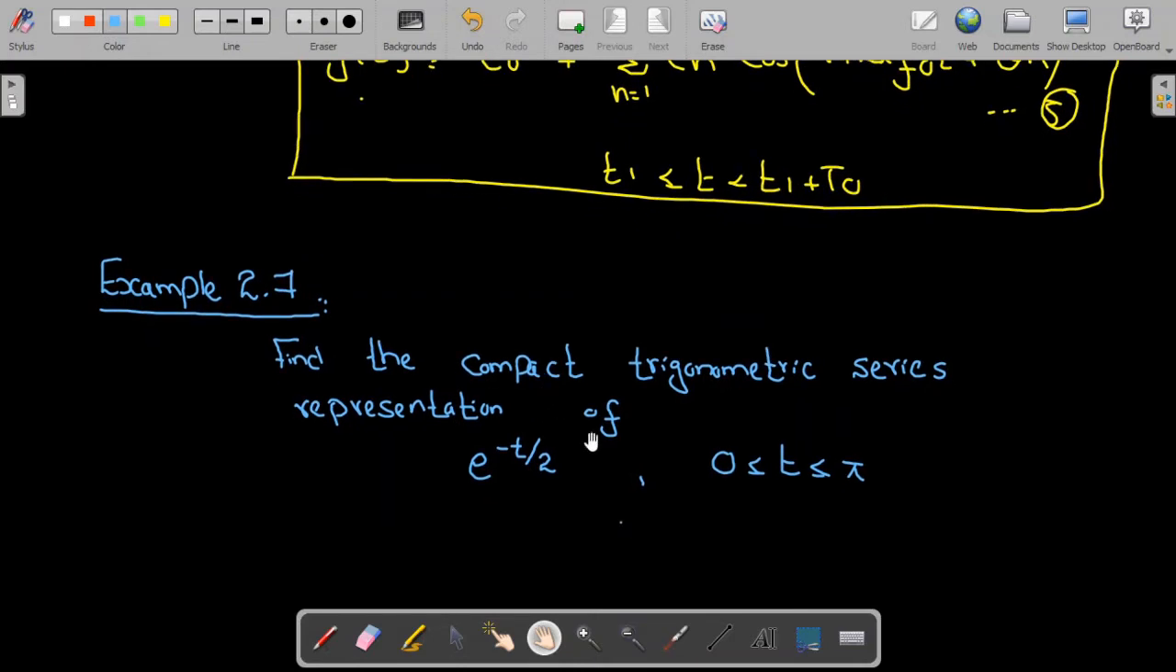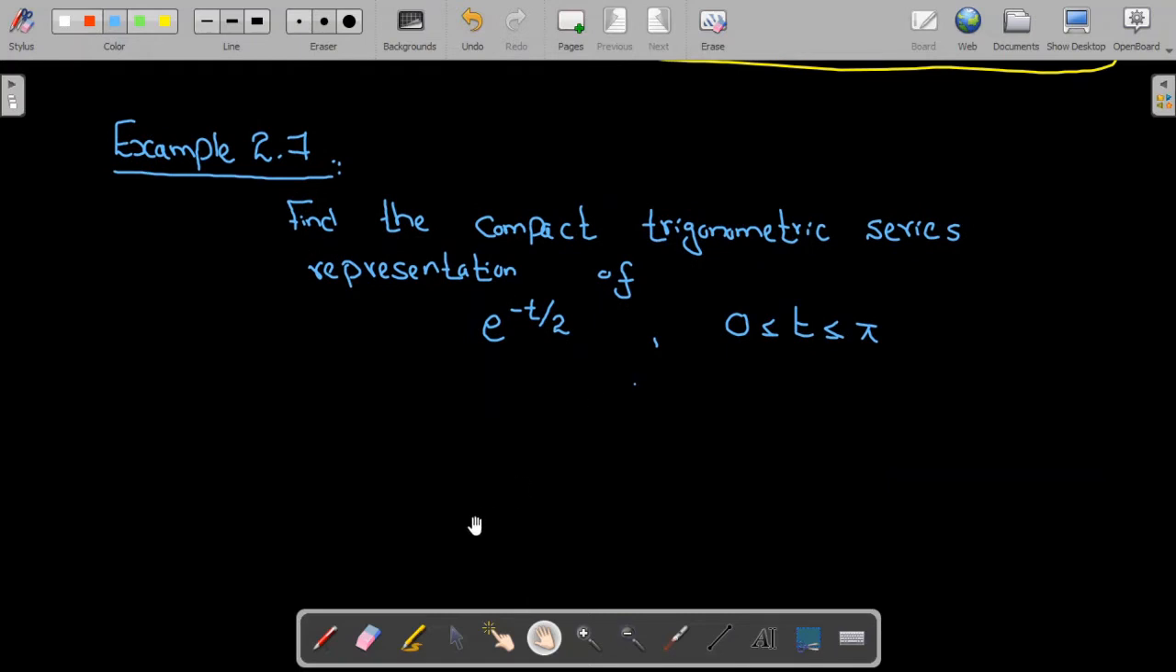Now we are going to do an example, which is example 2.7 in the book. We are asked to find the compact trigonometric series representation of e power minus t by 2. So first we are going to find the trigonometric series expansion of this signal, and then we are going to move towards the compact trigonometric series representation of this function. First of all, because we are given the time period, which is 0 to pi, so this is my solution. We have the time period t naught, that is equal to 0 to pi.